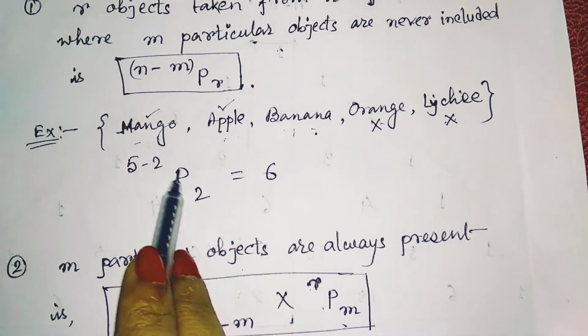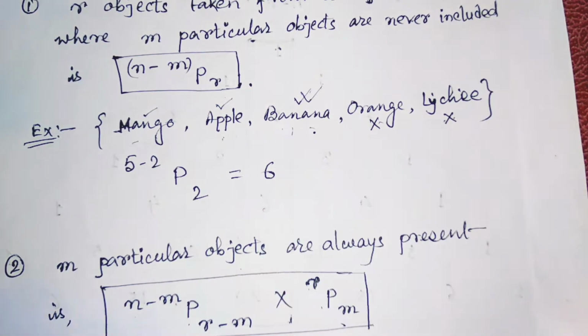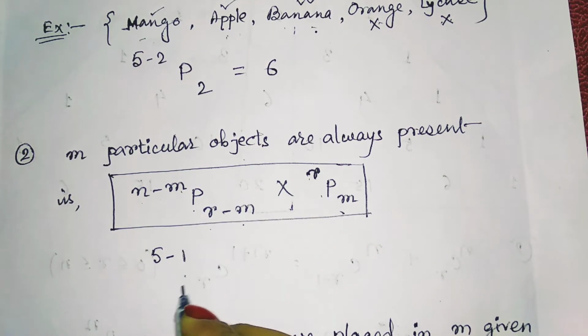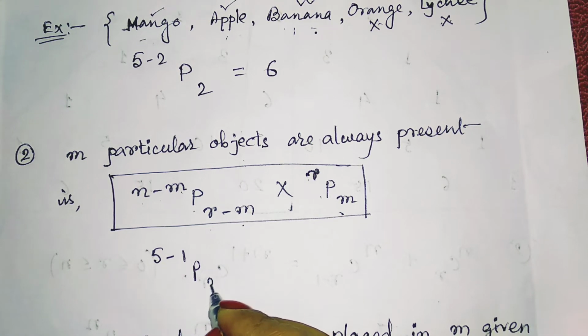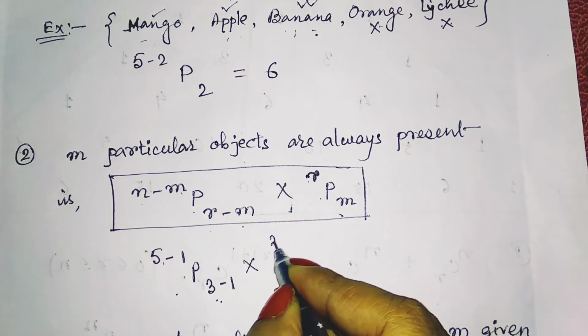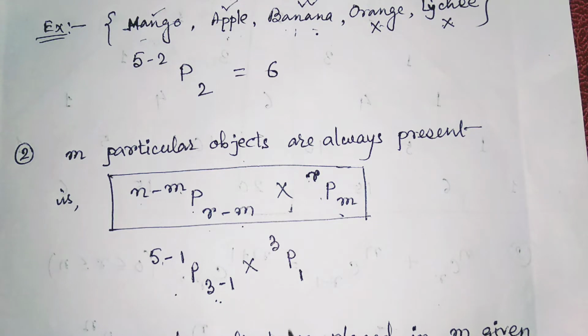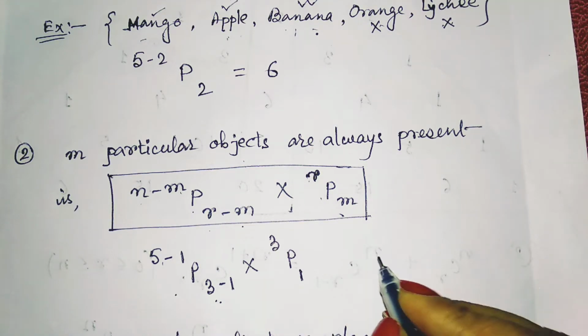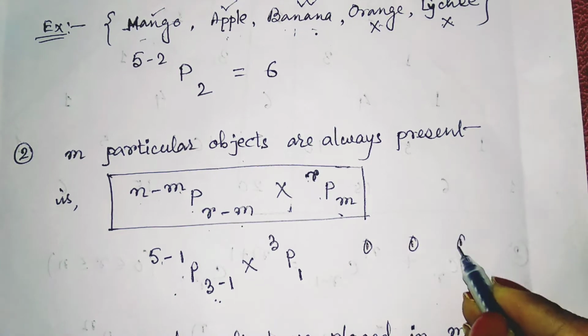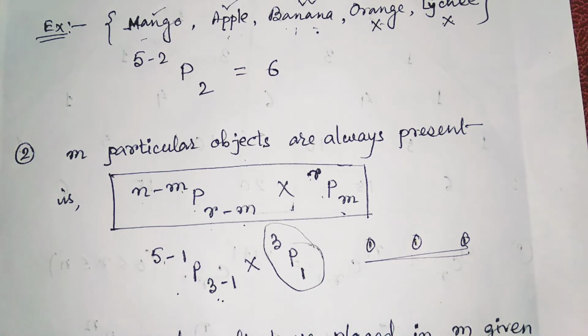Suppose in the previous example, 5 total different fruits are there, and let banana be always present. So the remaining number of fruits is 5 minus 1, and our total number of choices is suppose 3. Out of 3, banana is always there. So the remaining 2 things we are supposed to select from the remaining 4 fruits. Now here r is 3 and m is 1. That means banana is always selected, and it can be placed in a row. There are a total of 3 positions: 1, 2 and 3. So banana can be chosen at the first place, second place or third place. For this arrangement, this permutation is there. So this is when m particular objects are always present.